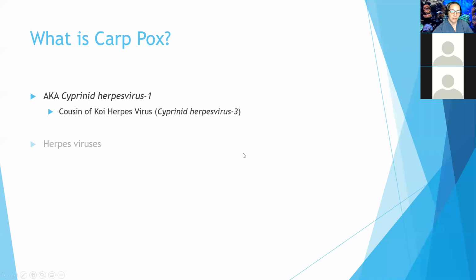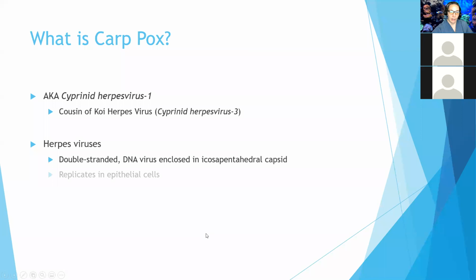Learning a little bit more about herpes viruses in general, they are double-stranded DNA viruses enclosed in an icosahedral capsid. This is pretty much true for all herpes viruses, no matter what species you're dealing with. Herpes viruses replicate in epithelial cells. However, they also travel along the sensory nerves to the dorsal root ganglia. This is within the neural tissue specifically, where the virus is essentially stored and establishes latency for life.